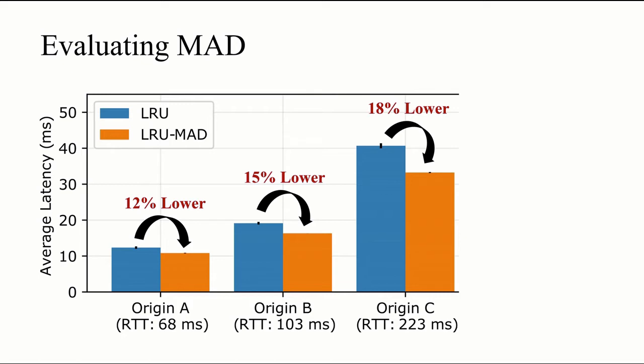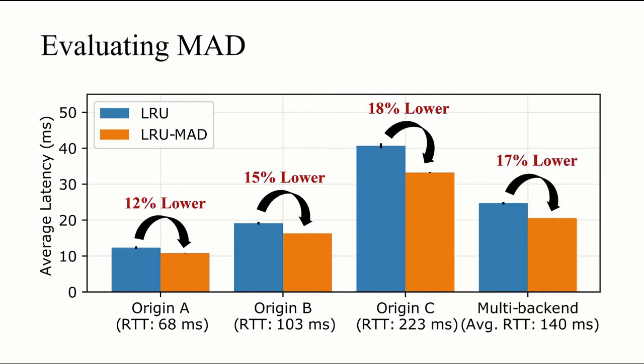We also tested MAD with multiple backends. That is, the scenario where different objects have different backing store latencies. Despite the fact that this differs significantly from a theoretical formulation, MAD generalized to this scenario as well, yielding a latency improvement of 17% over LRU. We repeated our experiments in simulation, this time testing a variety of application scenarios, Z-values, and baseline algorithms, and we saw similar improvements across the board.